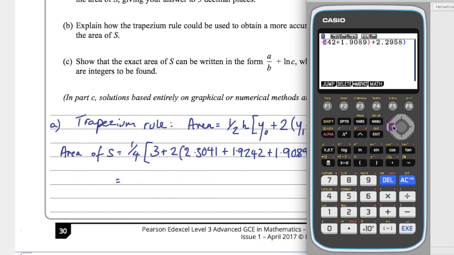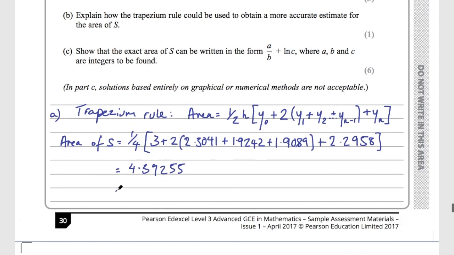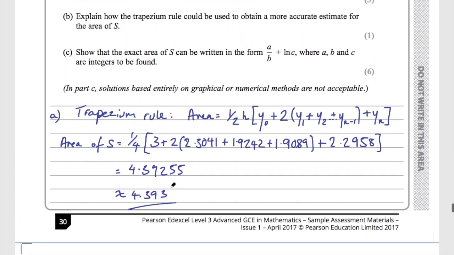And just check we've entered it all correctly. You never want to make any mistakes when you're entering things in a calculator. That's the easiest way to lose marks and the most easily avoidable way to lose marks. So all of that is entered correctly, and we get an answer of 4.39255. And we need that to 3 decimal places, so this is going to be 4.393. So that's our estimate for the area, and they haven't given us any units, so we can just leave that as 4.393 using the trapezium rule.